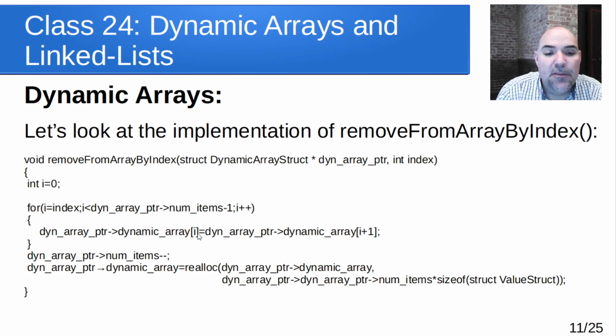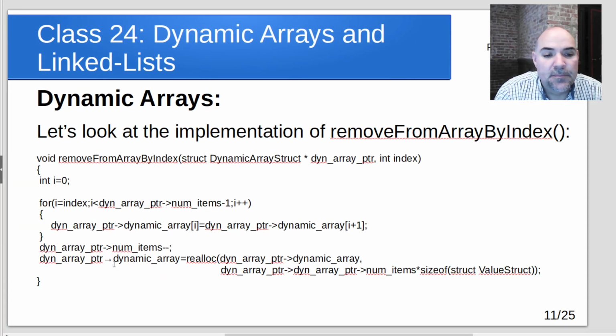And we're going to copy over the one that we're getting rid of with the next one. So the next one goes over that one, the one after that goes after that. So this is us rippling all of the ones after the one we want to remove down one slot. And then after that, we decrease the number of items. And then after that, we reallocate to be one smaller. The num items is now reduced by one. So it's now one smaller.